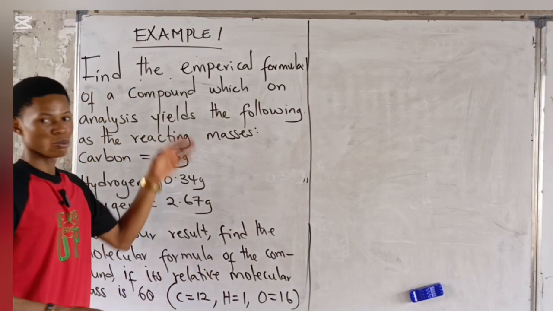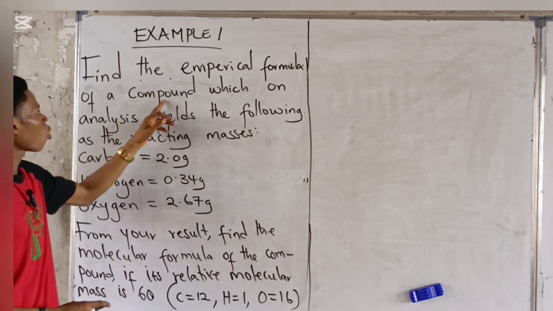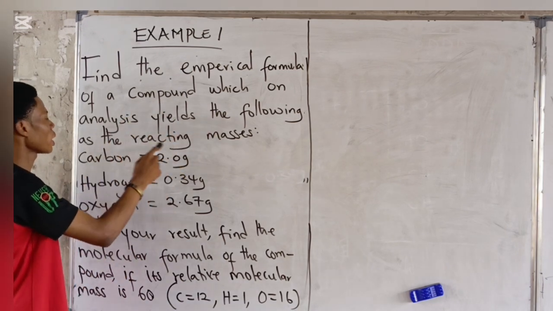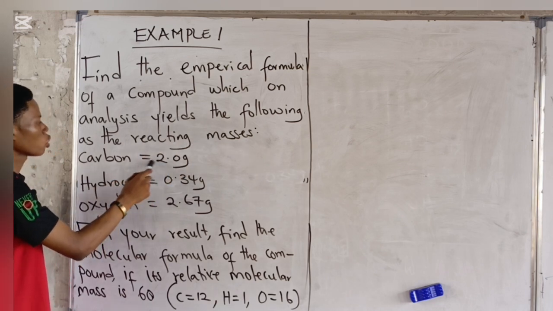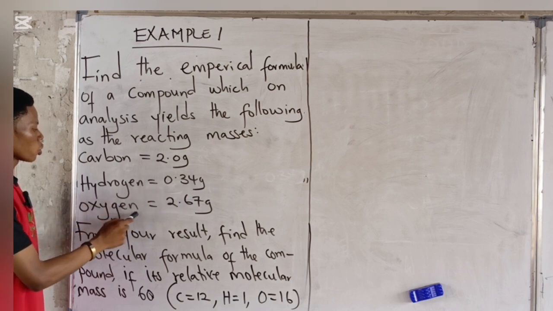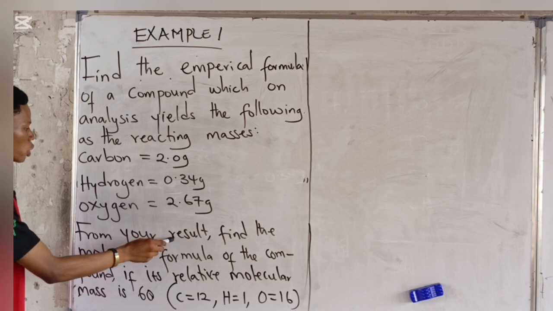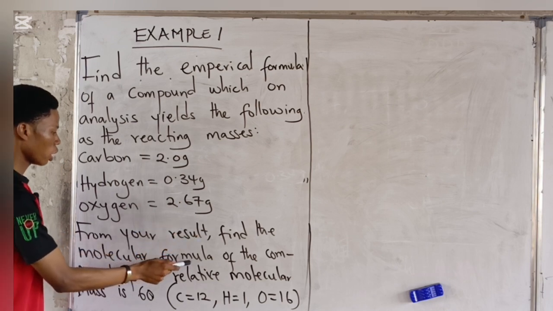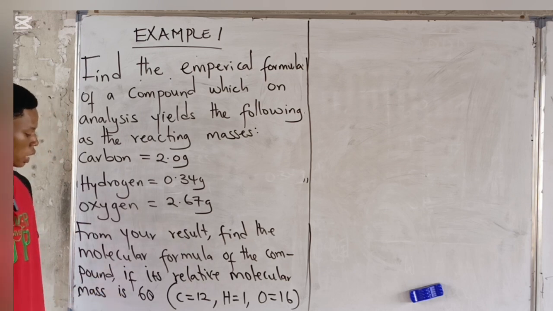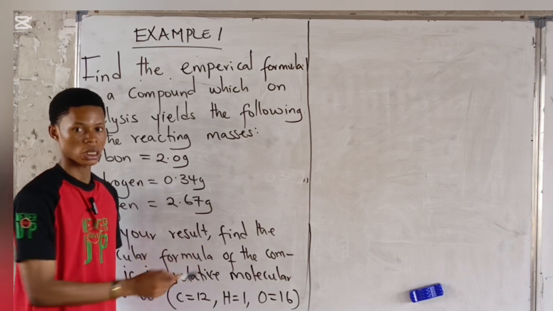All right, so let's look at example 1. Find the empirical formula of a compound which on analysis yields the following as the reacting masses. Carbon equal to 2 grams, hydrogen equal to 0.34 gram, oxygen equal to 2.67 grams. From your results, find the molecular formula of the compound if its relative molecular mass is 60. And we're given the relative atomic mass of carbon as 12, hydrogen as 1, and oxygen as 16.